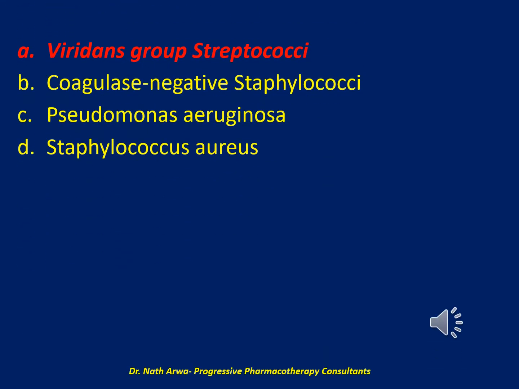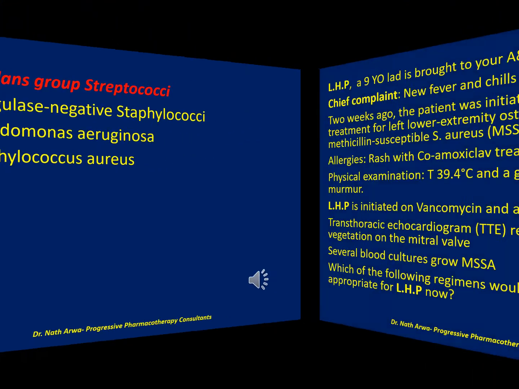And the correct answer is A. viridans group streptococci. Given the patient's history, the most likely source of the IE is poor dentition. Viridans group streptococci are most highly associated with this source, therefore answer A is correct and answers B to D are incorrect. Please progress to the next question.